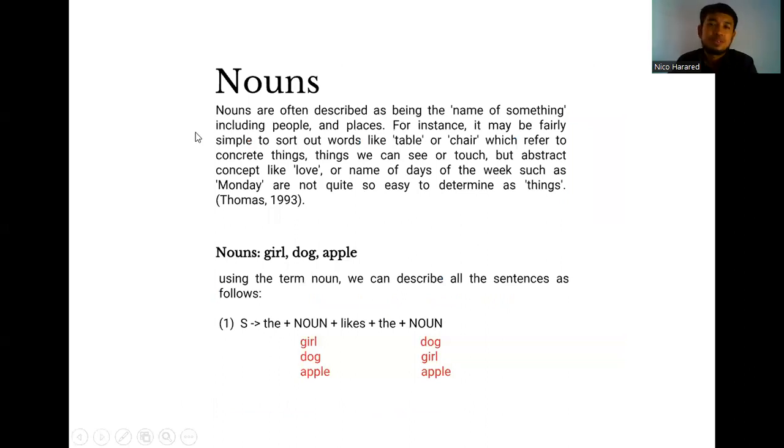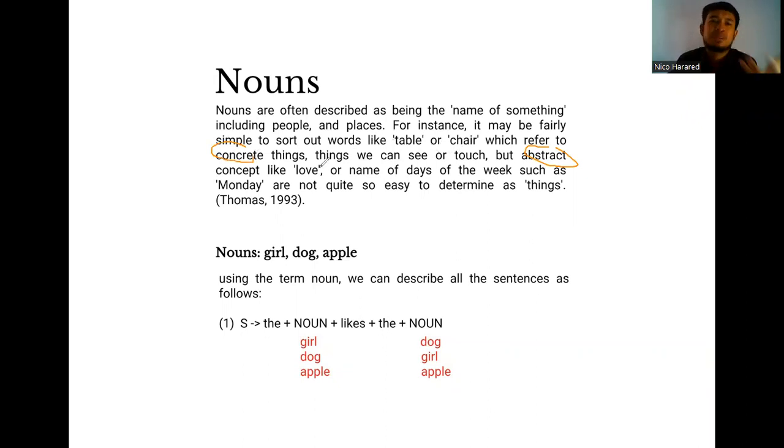So first things first, we talk about nouns. Nouns are mostly described as the name of something, including people or places. For instance, it may be simple to say table, it is a noun; chair, it is a noun. Something concrete, something you can see and touch, but it is totally different from something abstract. So there is the concrete noun, and there is also the abstract noun.